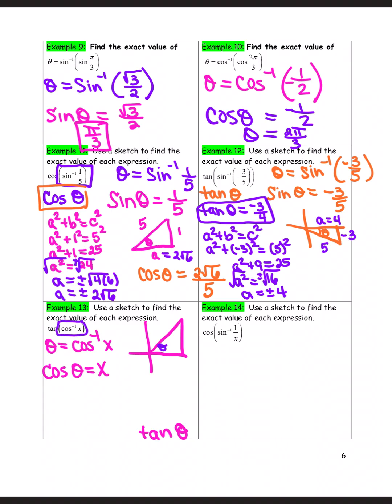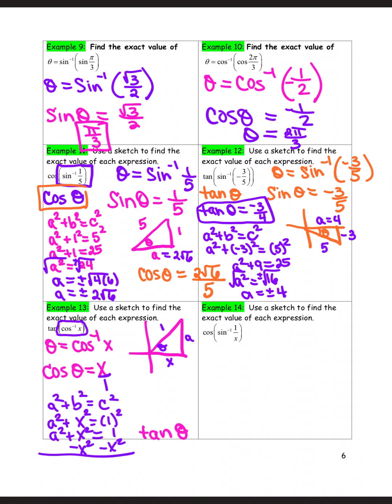So setting this up, I'm going to put a 1 underneath the x, so that way I have my ratio. Cosine of theta is adjacent over hypotenuse. And I need to find my length here. Notice I'm just letting everything be a squared, what I'm looking for. You could do b, it doesn't matter. A squared plus b squared equals c squared. A squared plus x squared equals 1 squared. A squared plus x squared equals 1. Subtracting x squared from both sides, we have a squared equals 1 minus x squared.